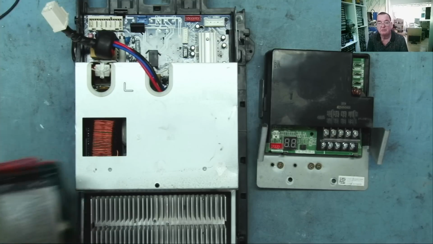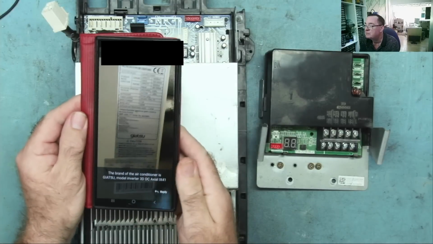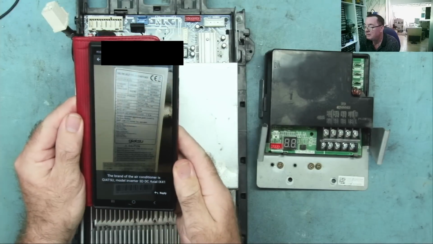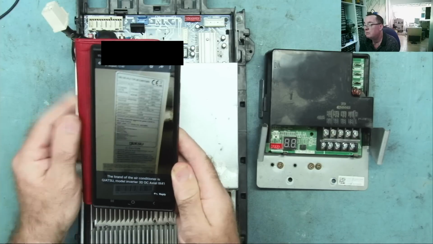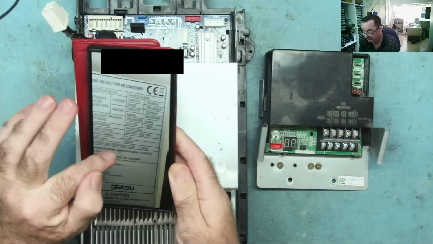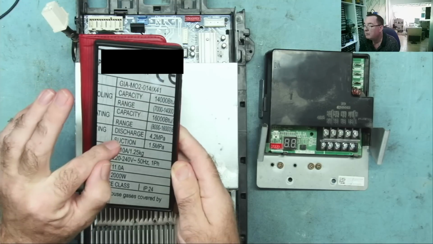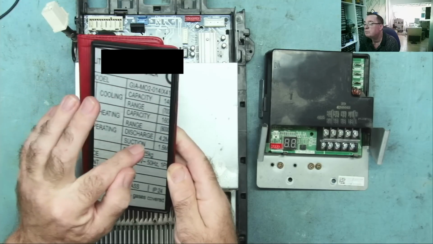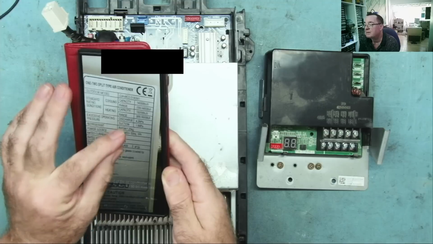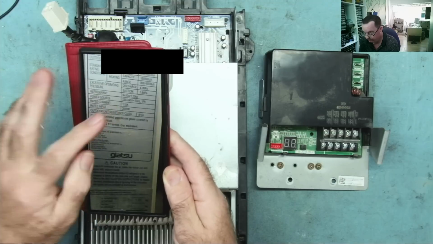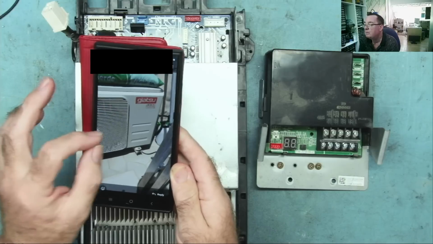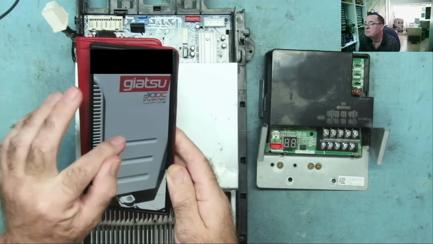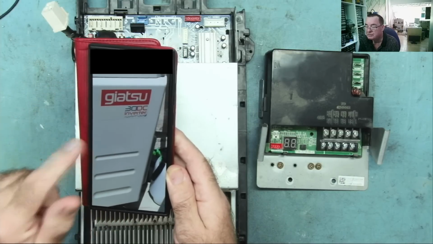The aircon itself, by the way, is this one. Giatsu model 3D DC axial. That seems to be the one we have. This model number. Okay, so that's the one. It looks like this. Okay, so this is the actual unit. Hopefully some of you guys know this one.